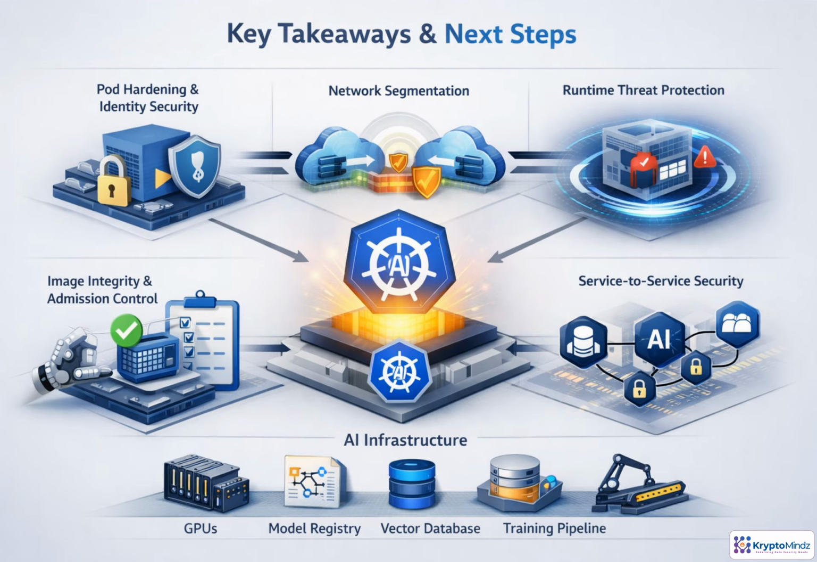Kubernetes becomes safe for AI when security is layered. Hardened pods, least privilege identities, segmented networks, trusted images, admission controls, runtime detection, and service mesh protections. Together, these controls make the platform governed, auditable, and resilient. Next, we apply this thinking to GPUs, model registries, vector databases, and training pipelines.